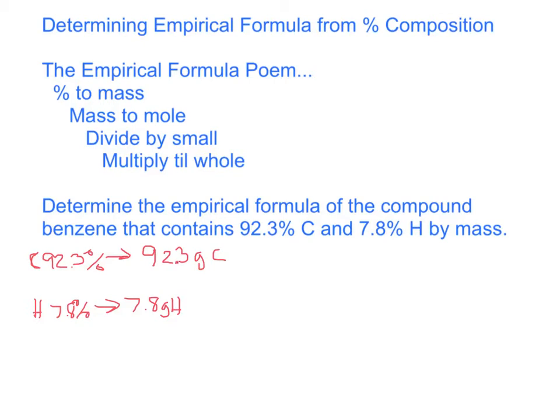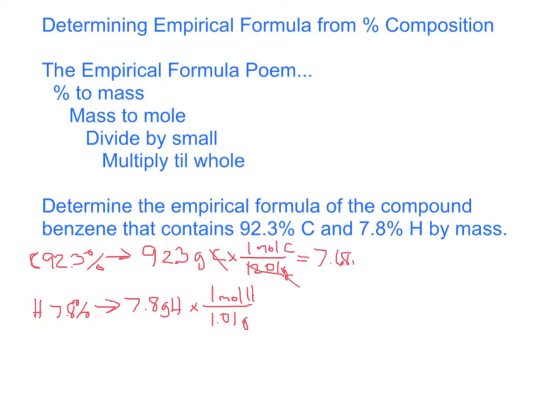The next one is mass to mole. So I have to take each element and divide it by its molar mass. We divide grams of carbon by its molar mass of 12.01. And then same for hydrogen: we take 7.8 grams and divide that by 1.01, I think it is off the top of my head. It is 1.01. The first one equals 7.68. Our grams divided out, not the 12.01. 7.68? 7.68.